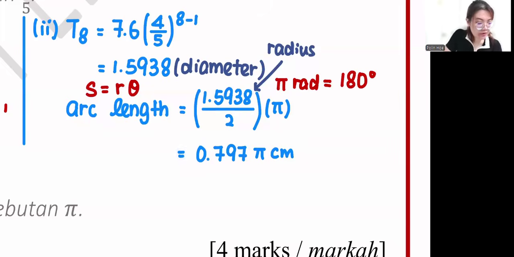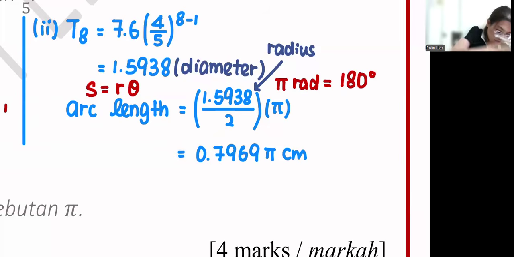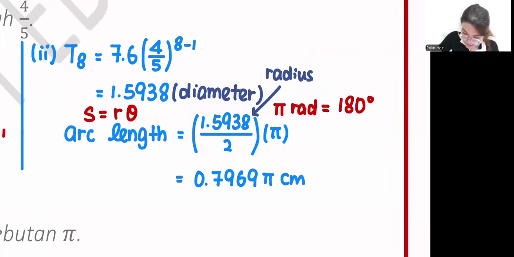You see, you get 0.79695 cm. My final answer needs to be in 4 significant figures. 1 mark for this. 1 mark for this.